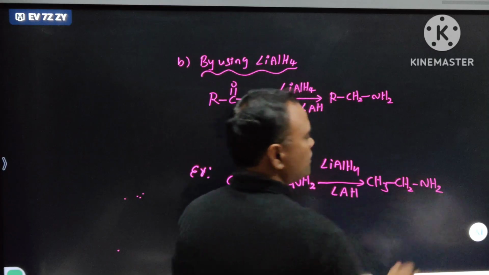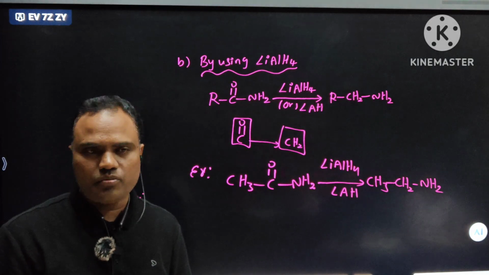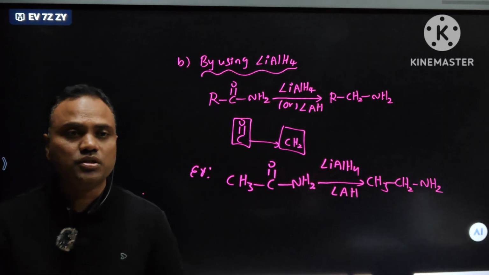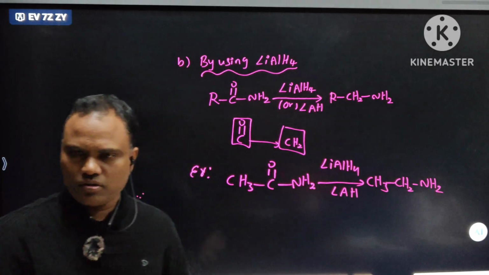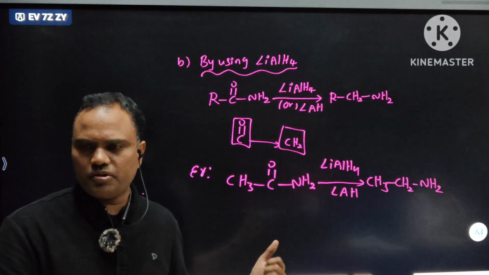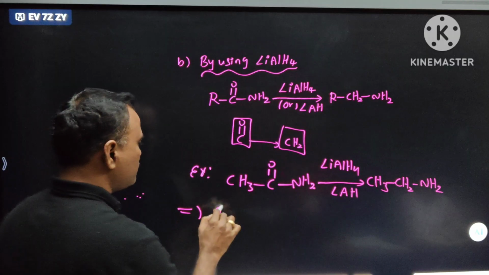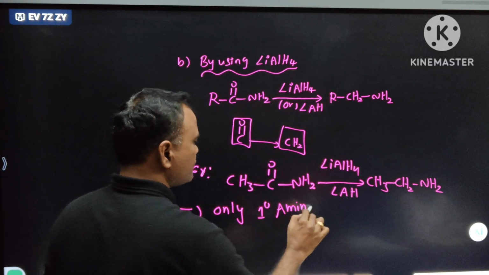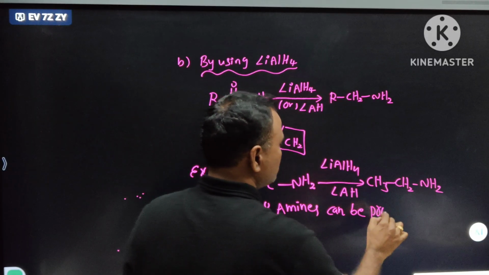A very important point: which amine are we preparing by this method? Primary amine, that is very important. You will get a question like this: in which of the following is a secondary amine produced? That is also one question. Clear? In the Hofmann bromamide we prepared primary amine. By using lithium aluminum hydride we produced primary amine. Mention that only primary amines can be produced.